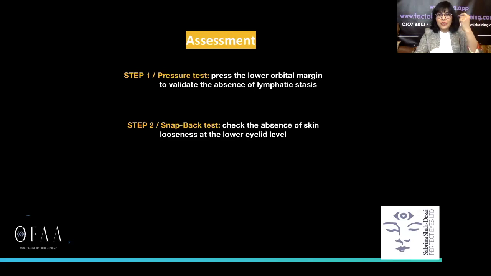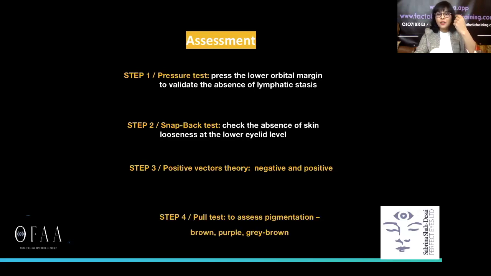You do the snap test to check for skin laxity. You check the vectors, particularly in profile and 3/4. And then finally, you pull the skin, and the skin assessment test is to not only see how loose the skin is, but you pull the skin to look for any skin discoloration, because you need to discuss this with the patient before you inject the patient.